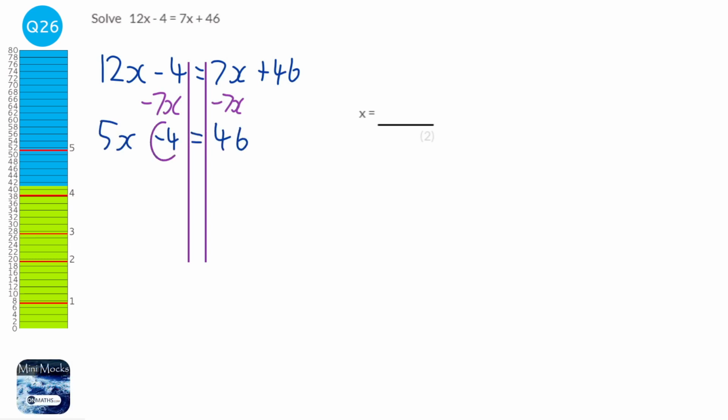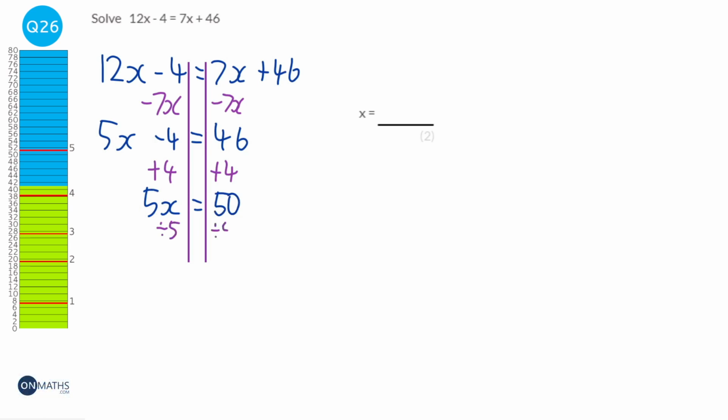Then we've got the minus 4 to get rid of, so we're going to add 4 both sides. And then we've got this times 5 here, so we're going to divide 5 both sides. So we've got x equals 50 divided by 5, which is 10.